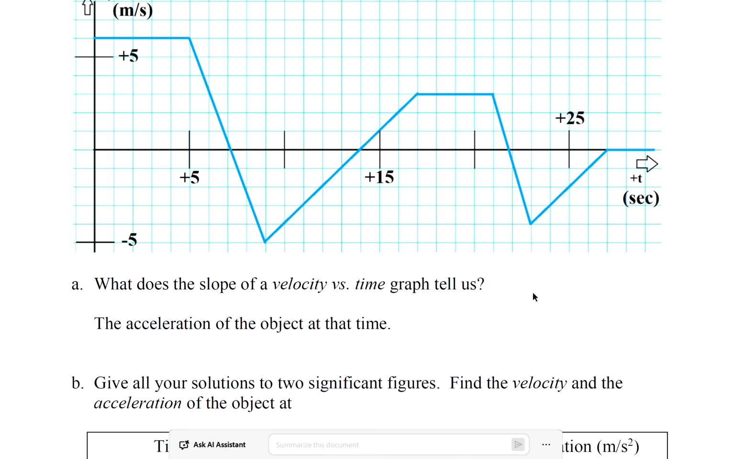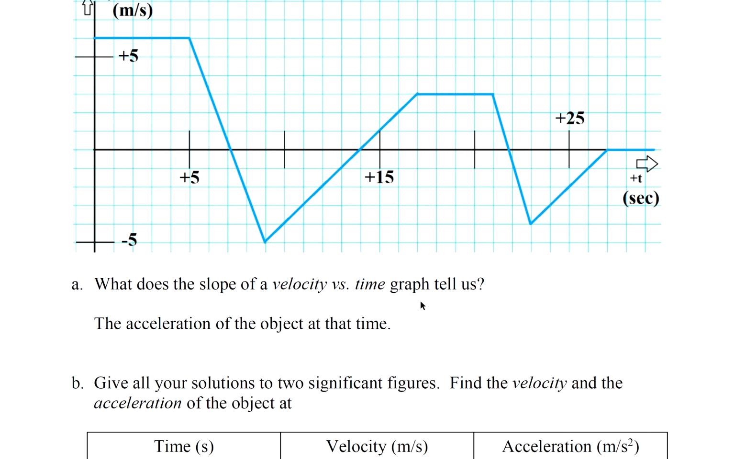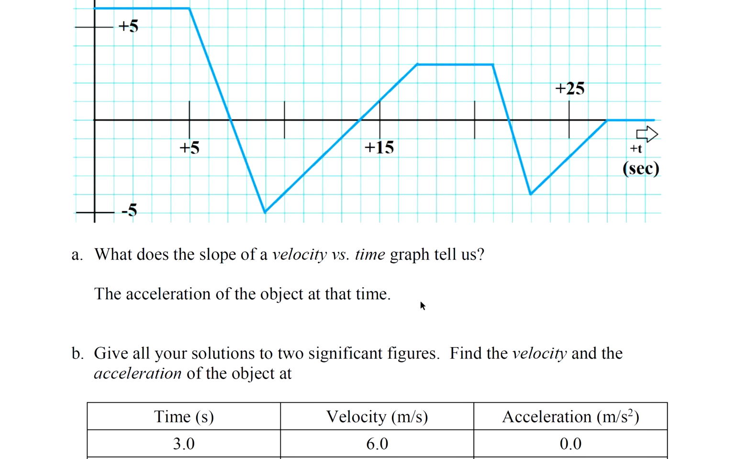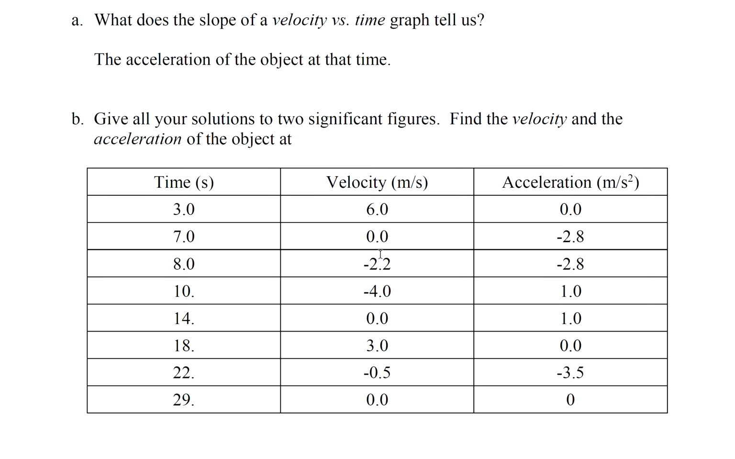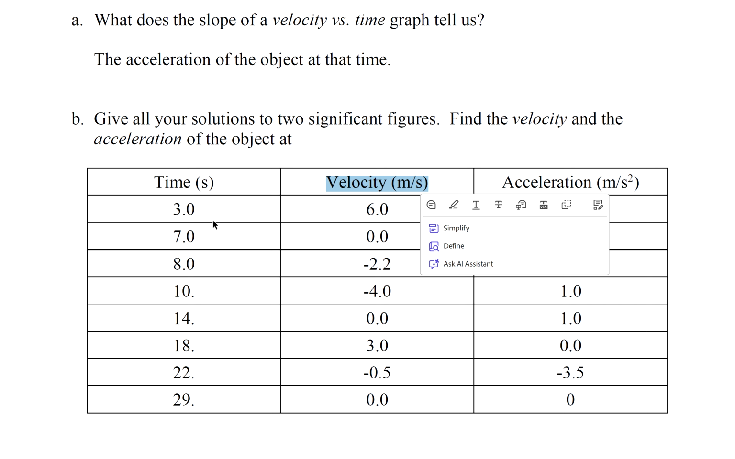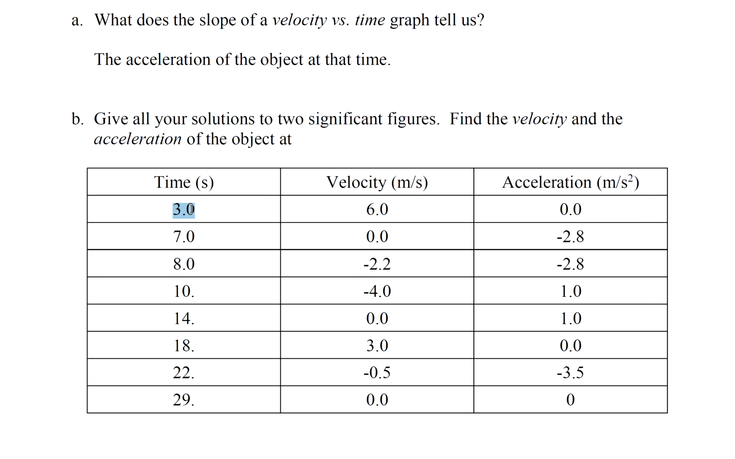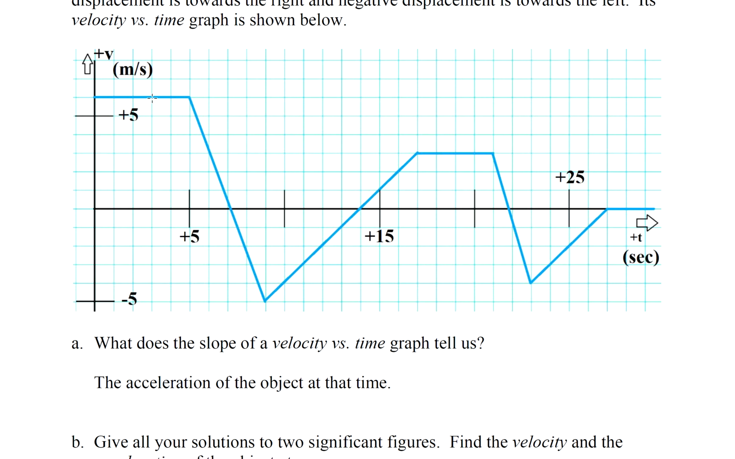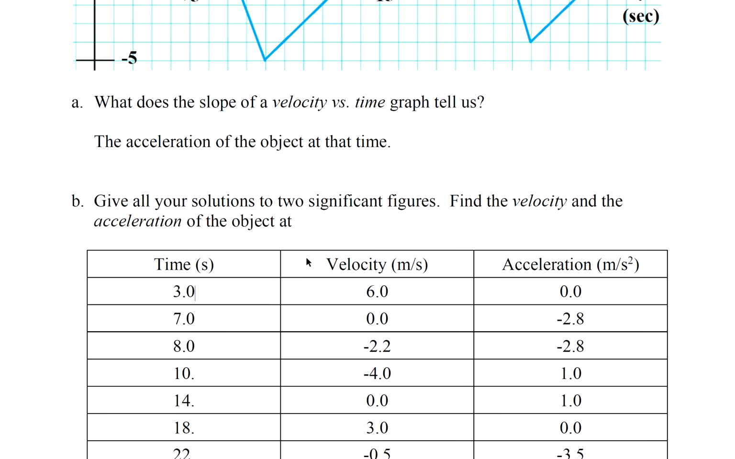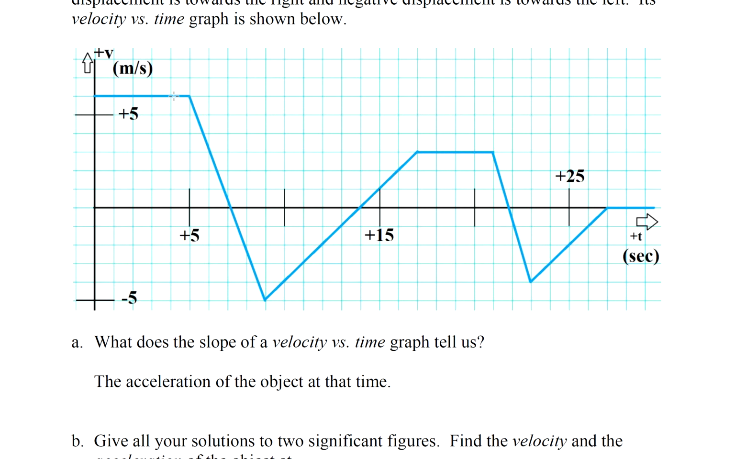So what does the slope of a velocity versus time graph tell us? It tells us the acceleration of the object. So let's determine the velocity and the acceleration during these times. So the velocity at 3 seconds, we could just read it from the graph. So at 3 seconds, the velocity is 5 meters per second. 6 meters per second.